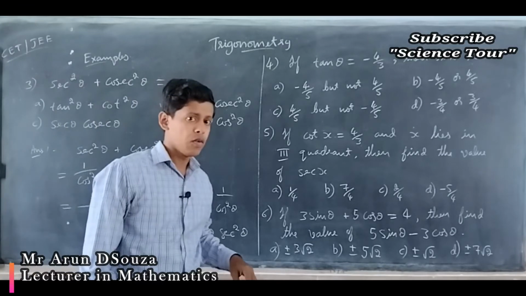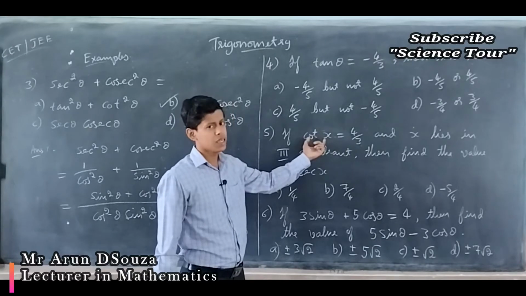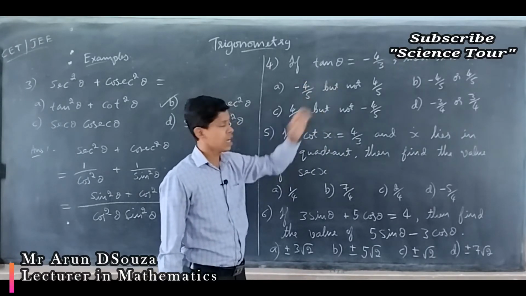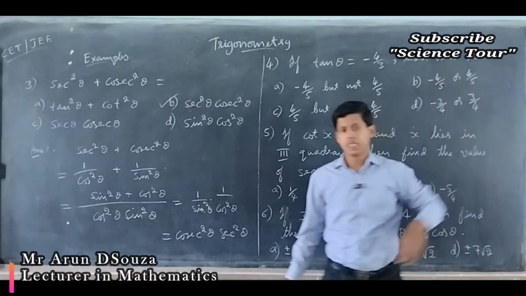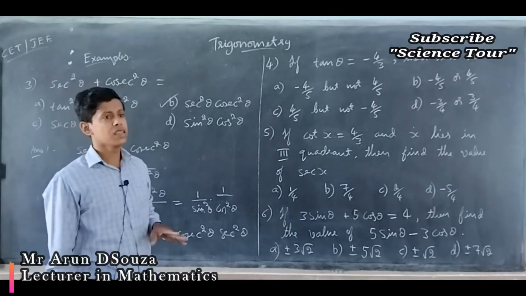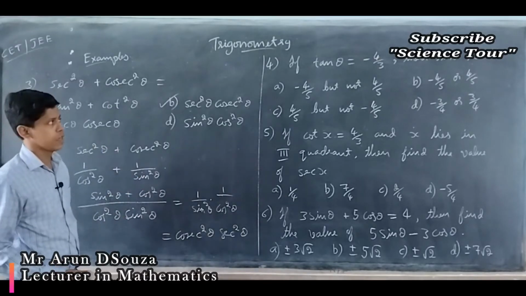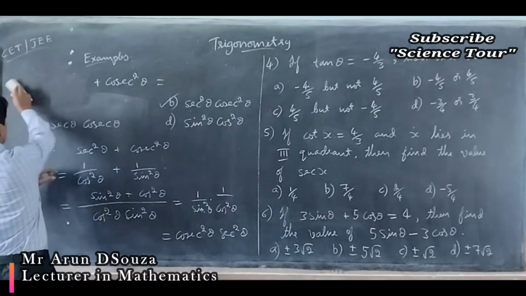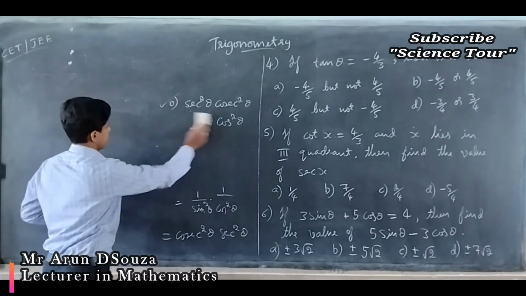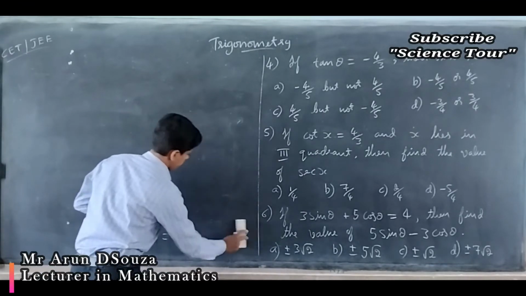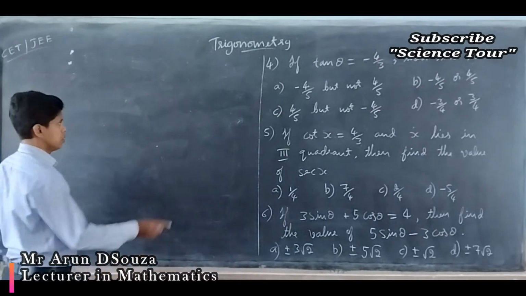Let's go with the fourth question now. The fourth question and the fifth question are similar, you see. One trigonometric function is given, you have to find the other. Here you have to find secant and there you have to find sine. You can use either the formulas or the triangle. The triangle is the easiest. I'll explain both ways. First I'll explain the triangle method.